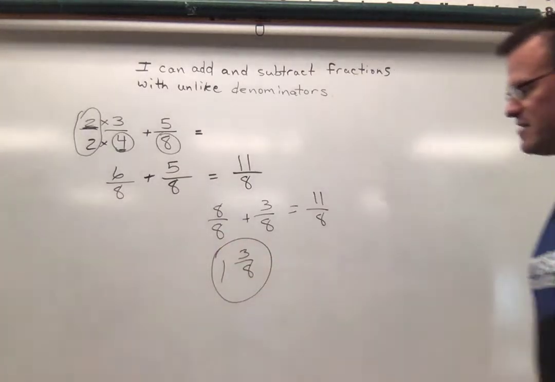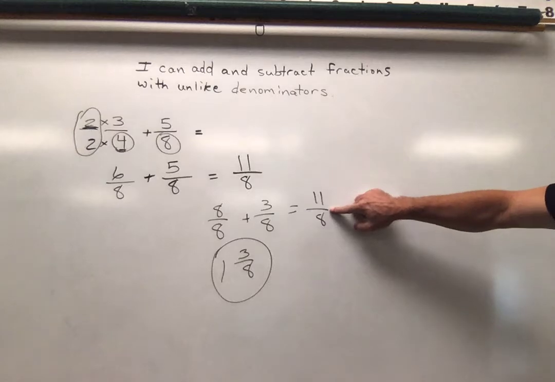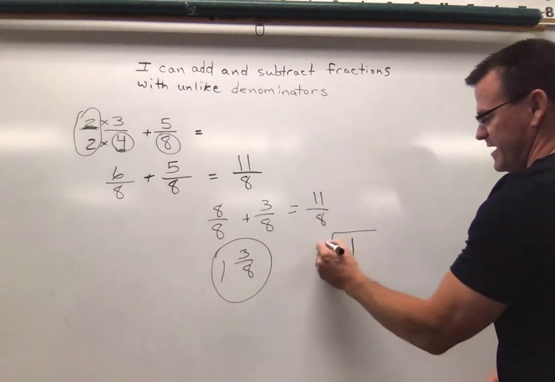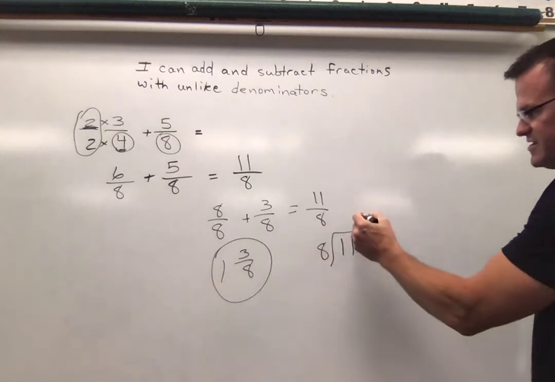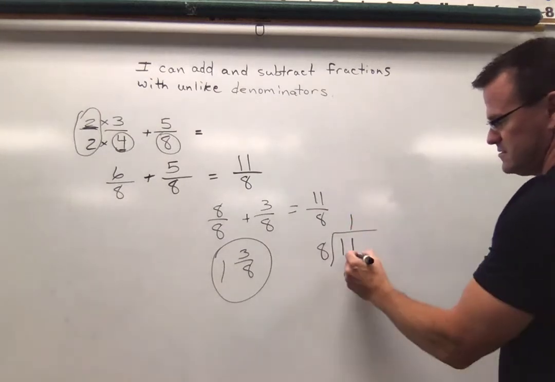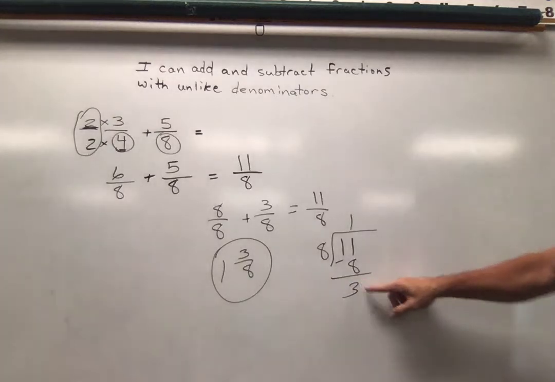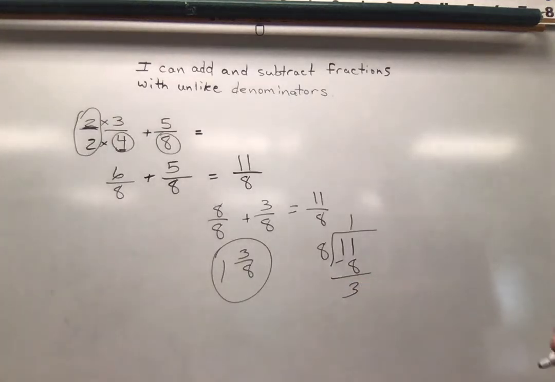Some people like to follow an algorithm. They know this means to divide. So I could take 11 divided by 8, and I could do quick division and know I can get one group of 8, which is 8, and subtract, I get 3. So I have 3 left, which means I cannot get another group of 8.